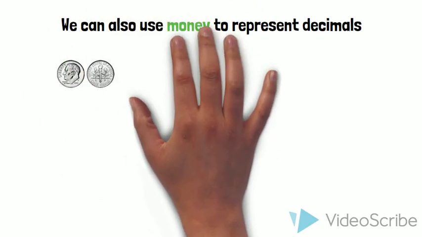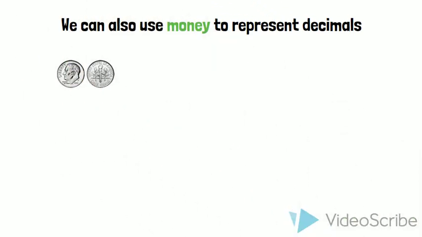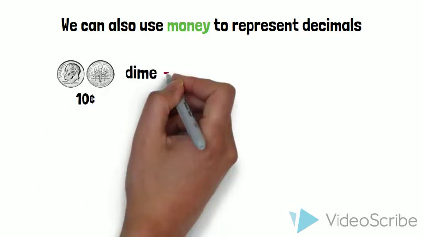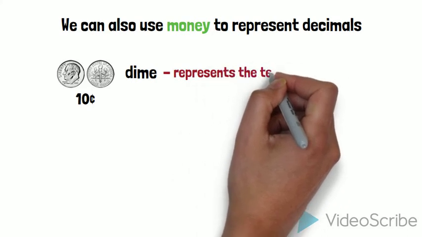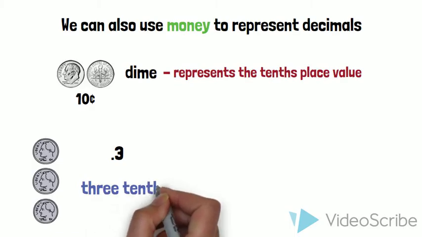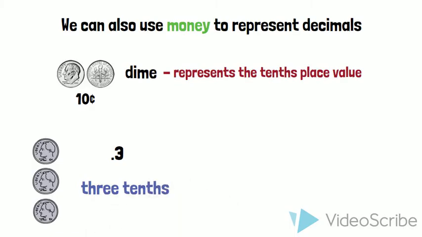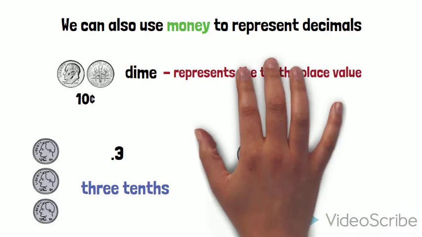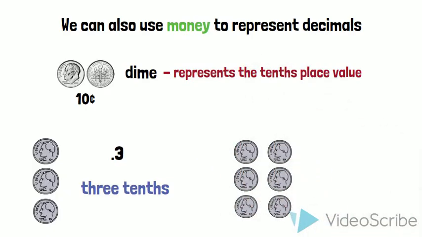So here we have a dime. The value of 1 dime is 10 cents. The dime represents the tenths place value. So if I have 3 dimes, I have 3 tenths. And if I have 6 dimes, I have 6 tenths.